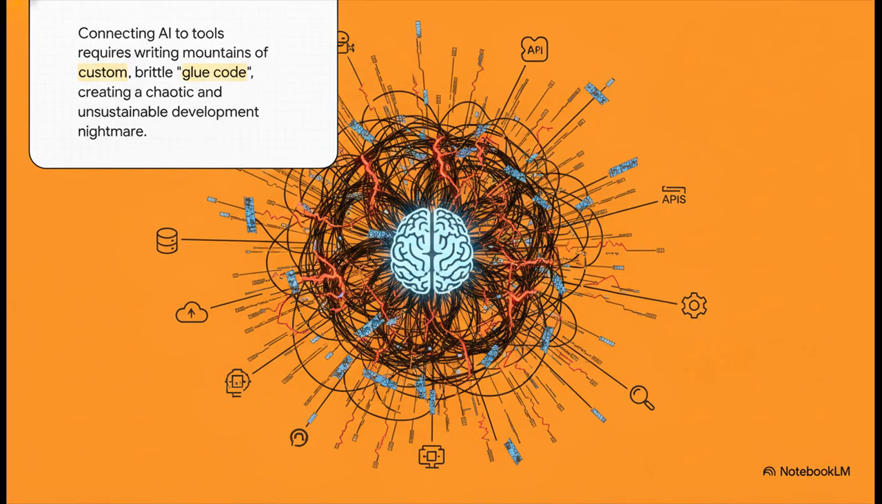And if you want to give it those hands and eyes, connect it to something simple like a database or even your Google Drive, what do you have to do? Well, developers end up writing these huge mountains of custom, really fragile glue code. And let me tell you, it's a total mess, it's unreliable, and it just creates this absolute nightmare of tangled up code. We call it spaghetti code for a reason.